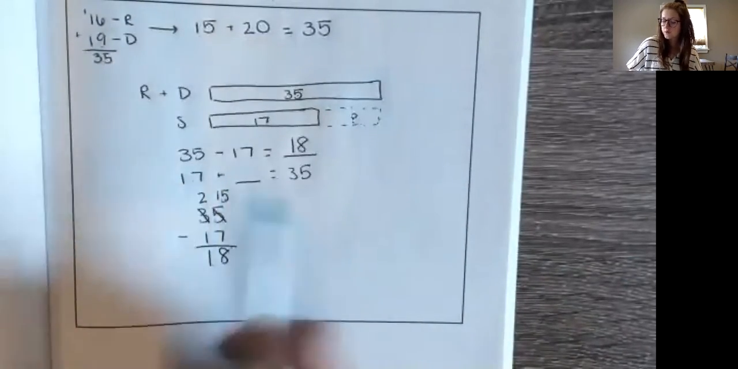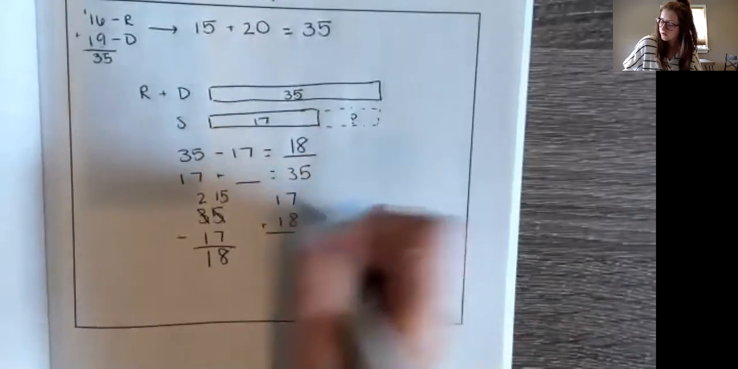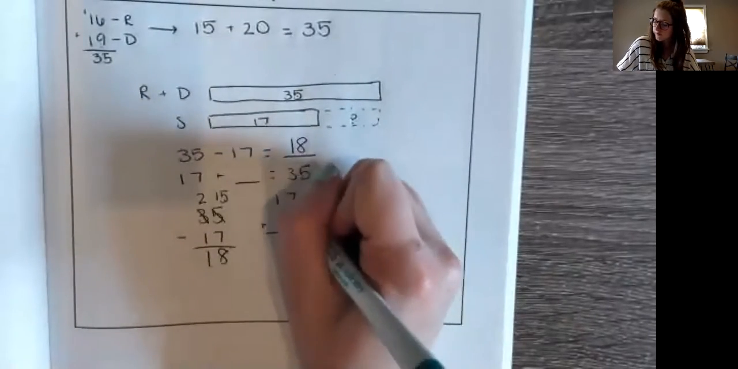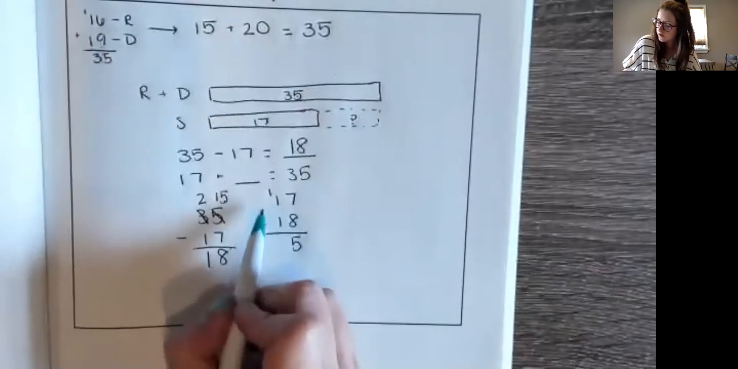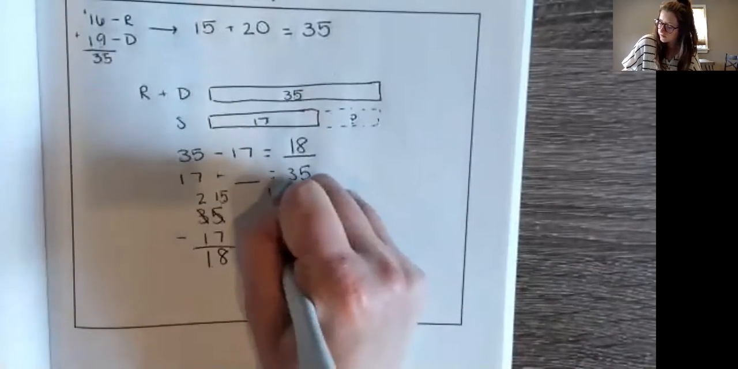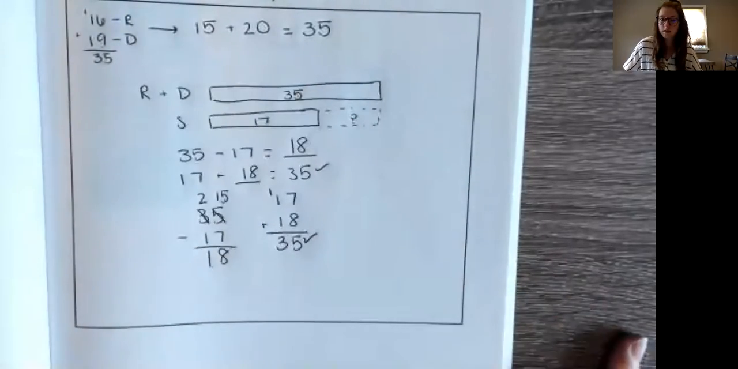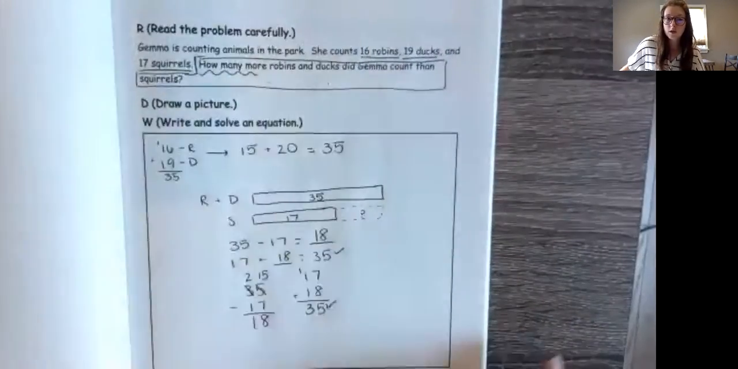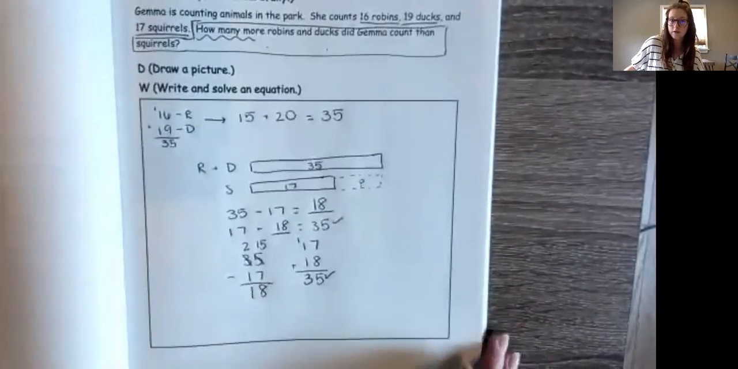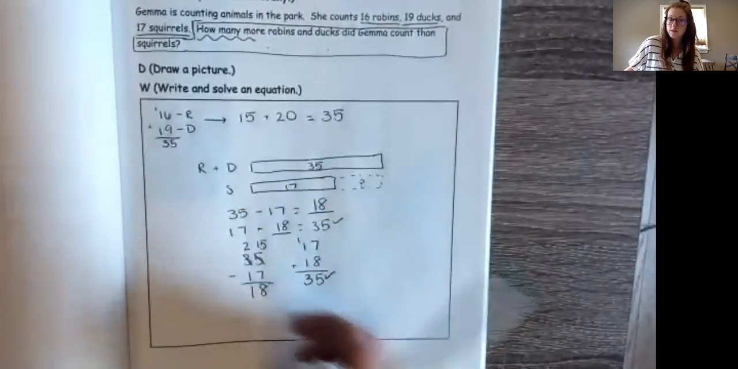I can check my work by adding it back together, by doing the reverse operation. So 17 plus 18: 7 plus 8 gives me 15, carry the 10. 1 plus 1 plus 1 gives me 3 tens, so 35, right? So this matches here. So I know that my missing number is 18. So to answer my question, how many more robins and ducks did Gemma count than squirrels? I know she counted 18 more robins and ducks than squirrels.